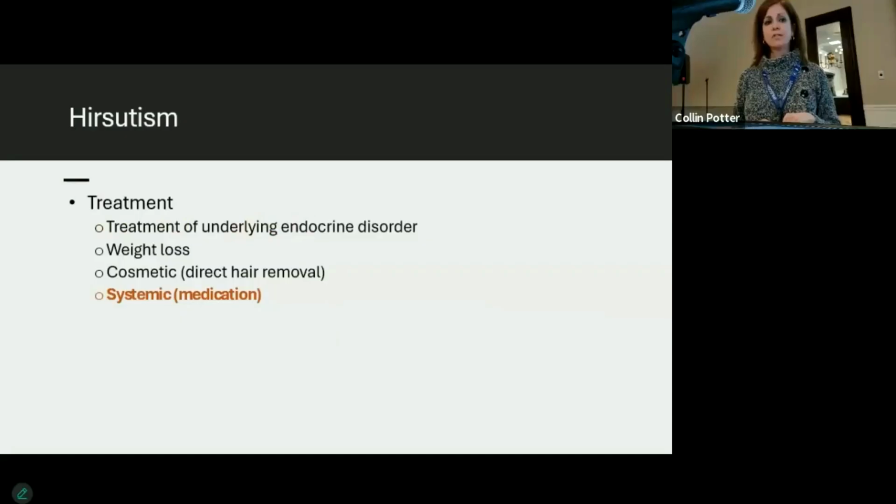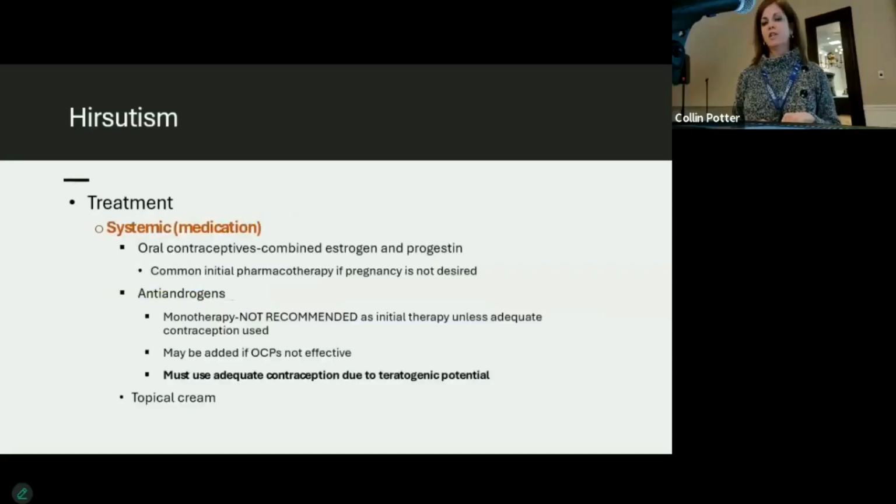So systemic medications are what we're going to finish up with today. I'm not going to turn this into a pharmacology lecture, just a broad overview of the categories of medications. One of the initial medications that's thought of is oral contraceptives. Now, that of course is not appropriate pharmacotherapy if pregnancy is desired. But if it's not, the combination estrogen and progesterone, and we'll talk about that, is going to be one of the most common initial therapies for patients.